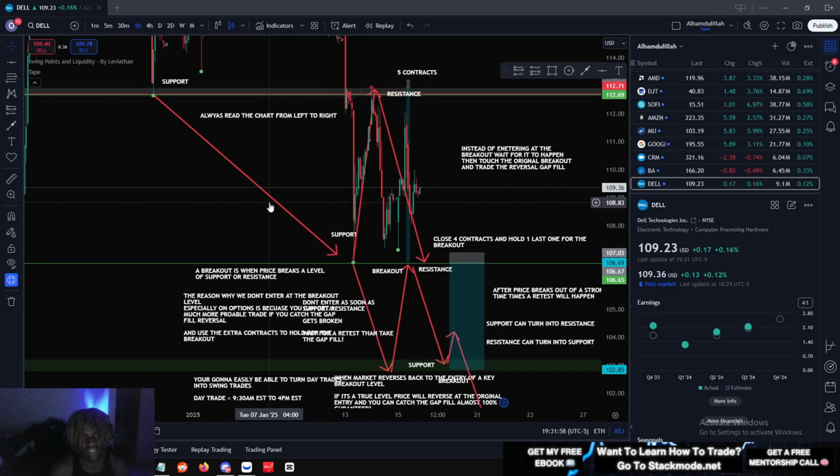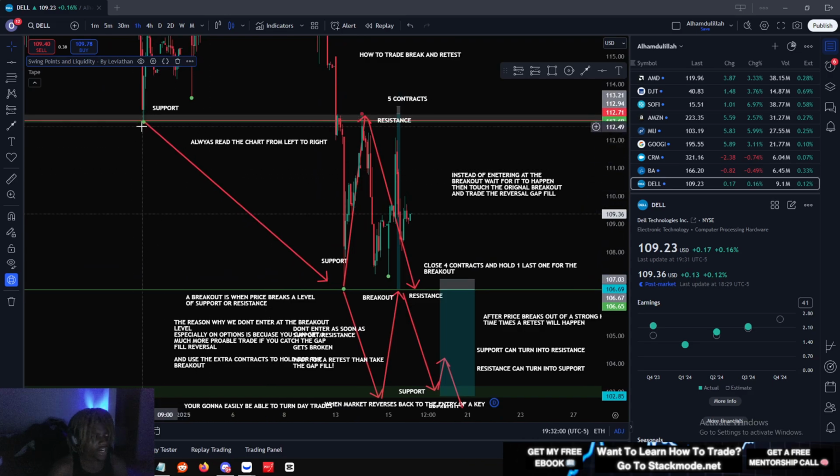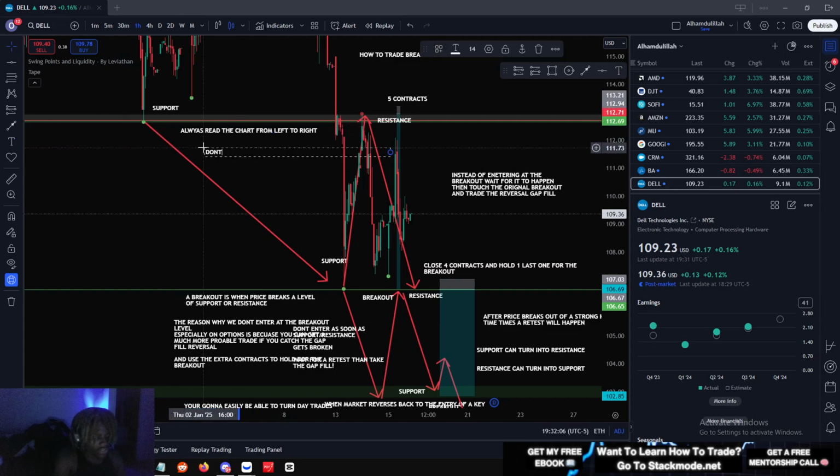So price decided to break this area of support right here. And remember, we don't enter right at the breakout. Don't enter right at the breakout unless you're on futures, which you're not. Don't enter right at breakouts. Wait for a retest and take the gap fill.